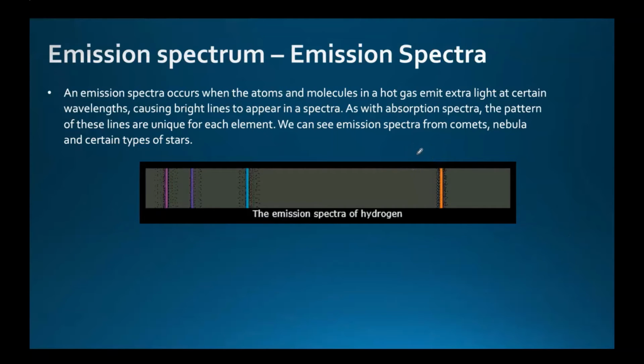An emission spectrum occurs when the atoms and molecules in a hot gas emit extra light at certain wavelengths, causing bright lines to appear in a spectrum. As with the absorption spectra, the pattern of these lines is unique for each element, and we can see emission spectra from comets, nebulae, and certain types of stars.